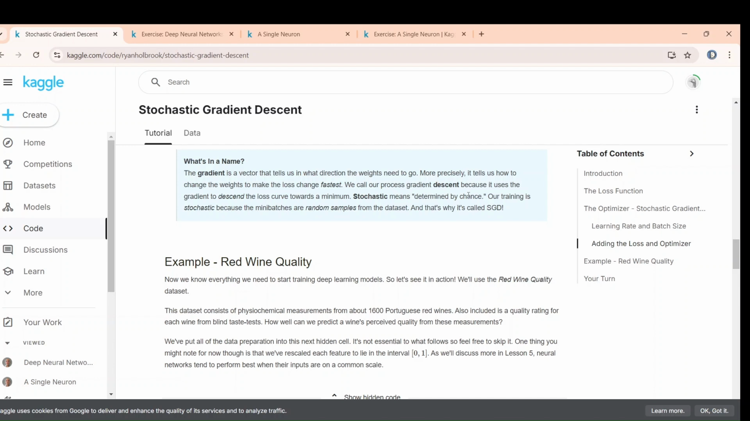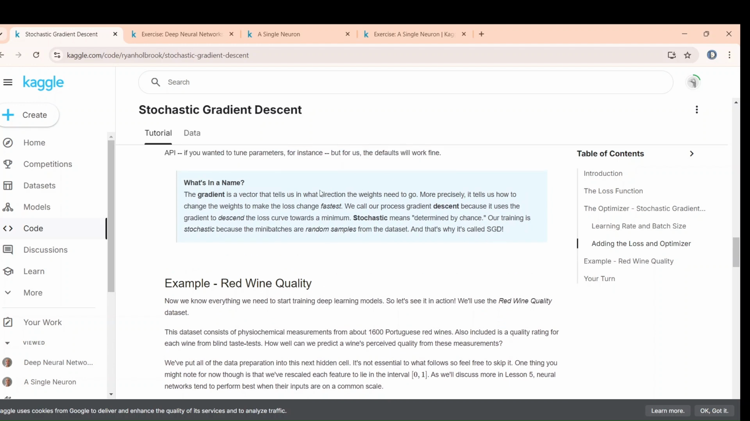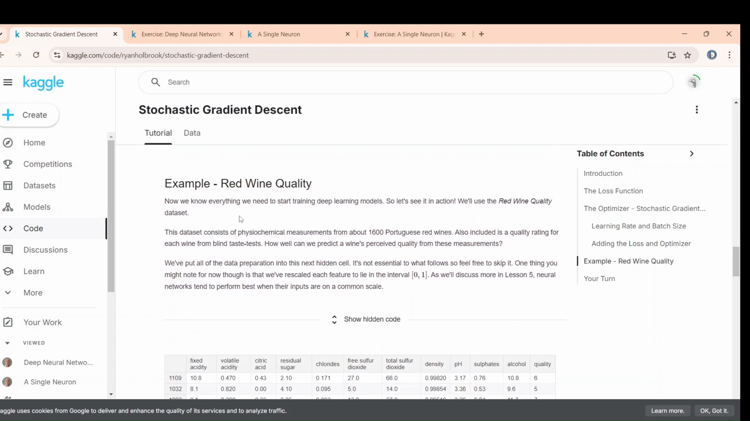Stochastic means determined by chance. Our training is stochastic because mini batches are random samples from the dataset. You are just taking some random samples and you are trying to minimize the loss. So this is kind of sampling, like you are taking a chance. And that's why it is called stochastic gradient descent. They have just explained why the name is like that.